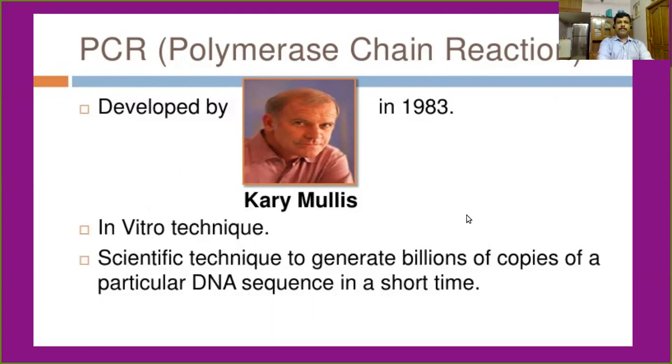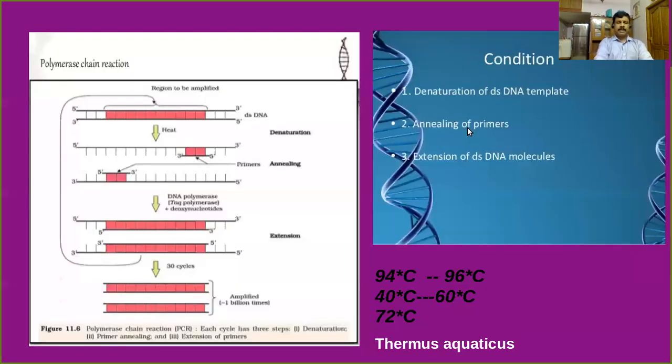The polymerase chain reaction was developed by a famous scientist, Kary Mullis, in 1983. Now we are going to discuss the detailed aspects of polymerase chain reaction. This is the diagrammatic representation of polymerase chain reaction.